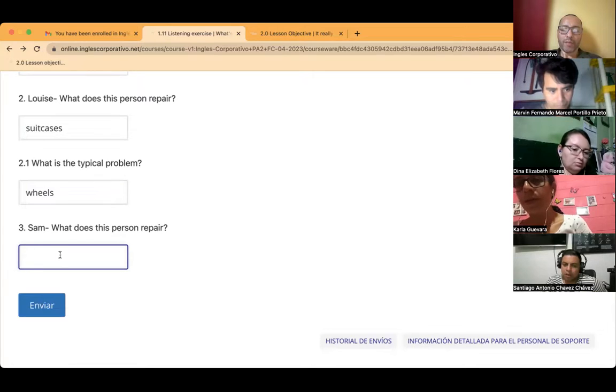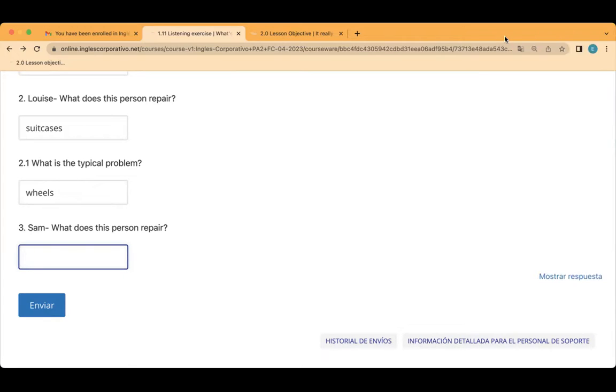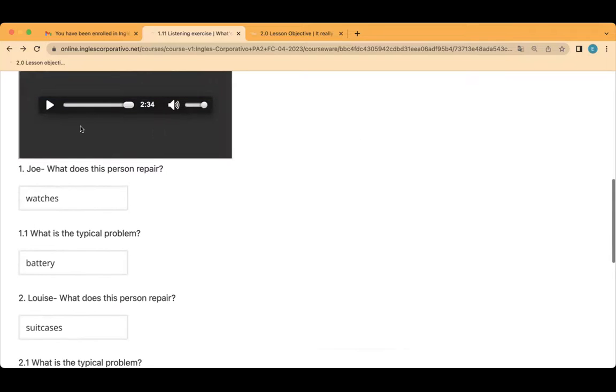And number three, what does the person repair? The sink disposal. Specific, but there is another word. This one we're going to listen a little bit more. He just repairs garbage disposers, but he's not this specific. He has another word for general. Listen one more time. Okay.